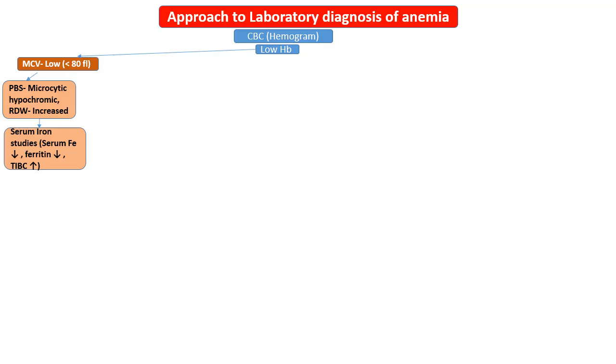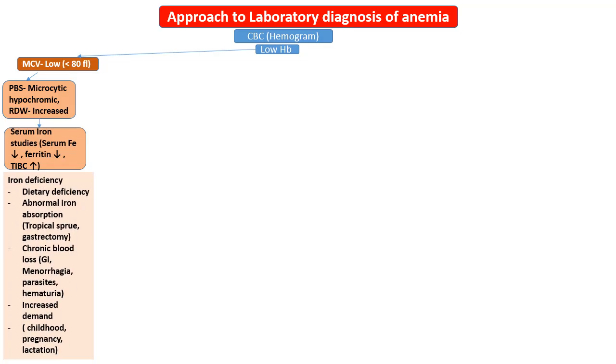In serum iron studies, the tests which are included include serum iron, ferritin and TIBC, that is total iron binding capacity. In iron deficiency anemia, serum iron will be decreased, ferritin will be decreased and TIBC will be increased. With these findings, the possibility is of iron deficiency anemia.